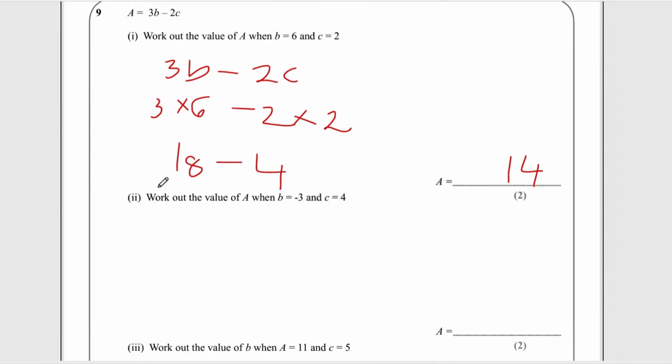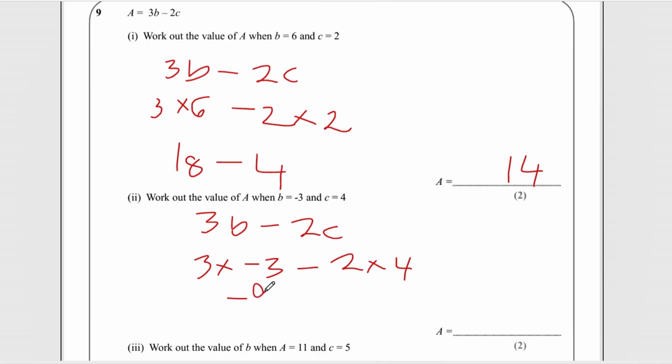So the same formula, okay? 3B minus 2C. So when B is negative 3, you're going to put it there. So that will be 3 multiplied by negative 3, okay? And then minus 2C, that's 2 times 4. So 3 times negative 3 is negative 9. And then 2 times 4 is 8. So negative 9, negative 8 is negative 17.